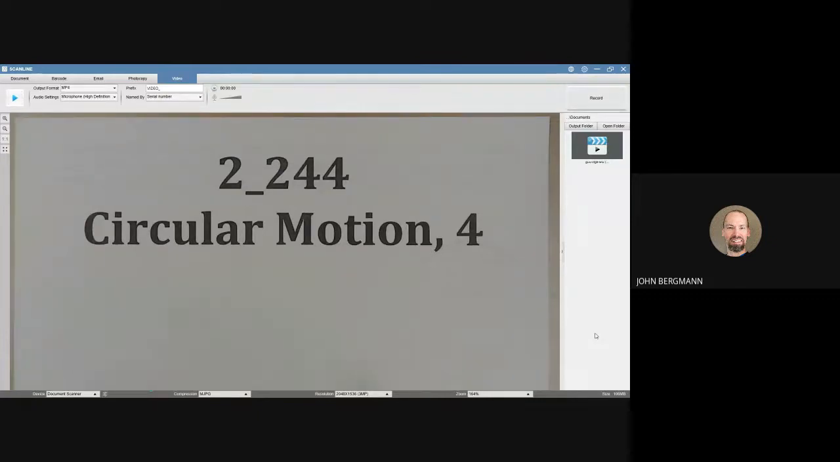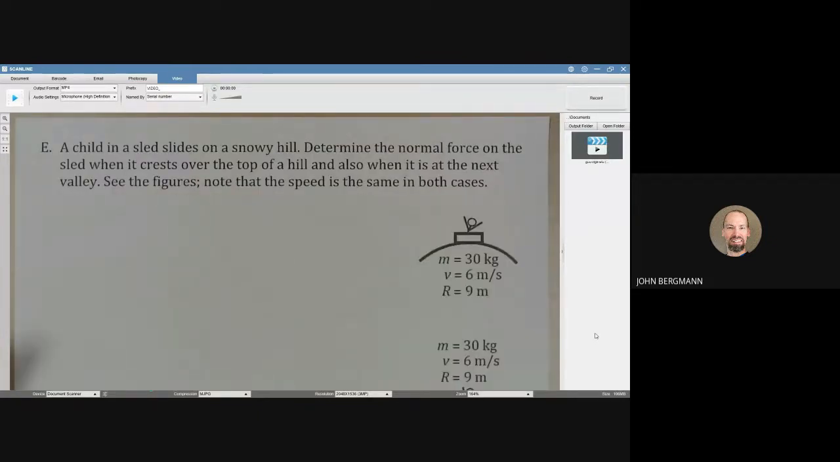Circular motion 4. A child in a sled slides on a snowy hill. Determine the normal force on the sled when it crests over the top of the hill and also when it is at the next valley. See the figures. Note that the speed is the same in both cases.